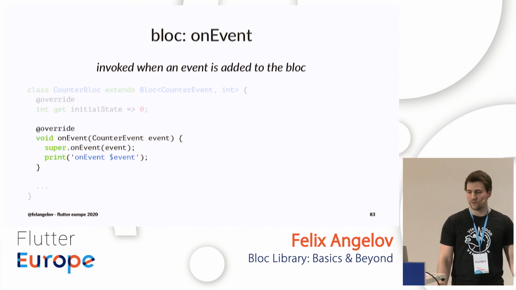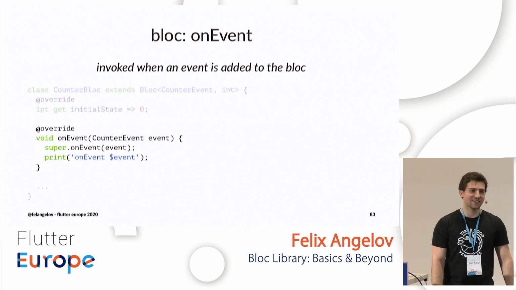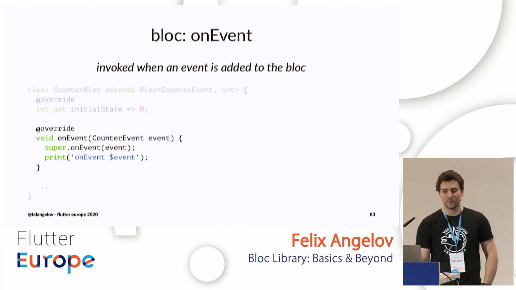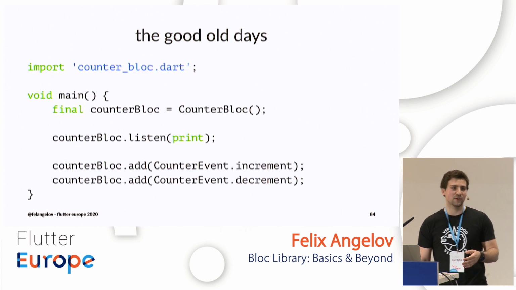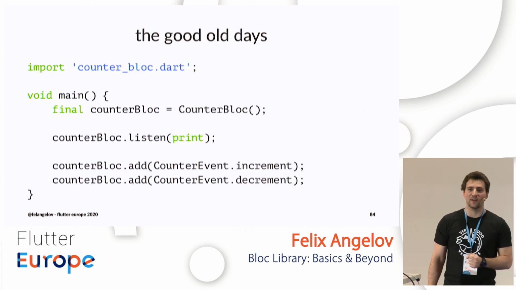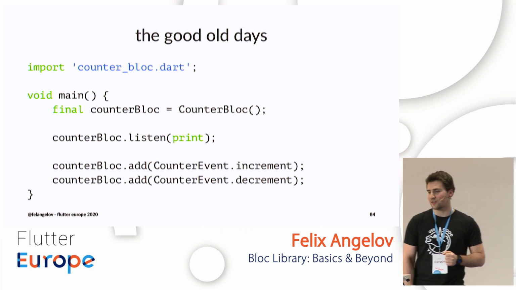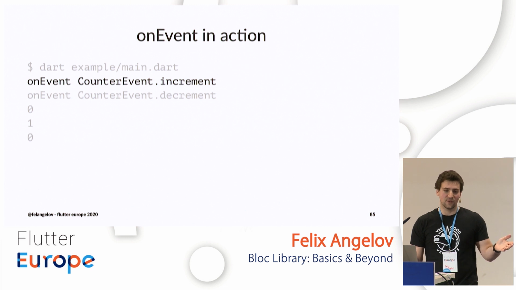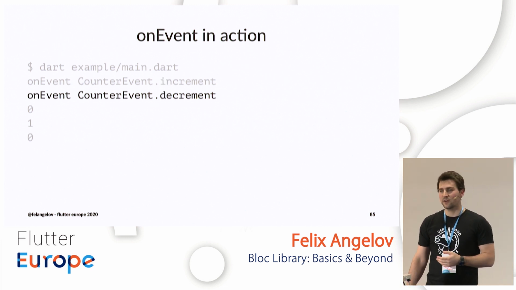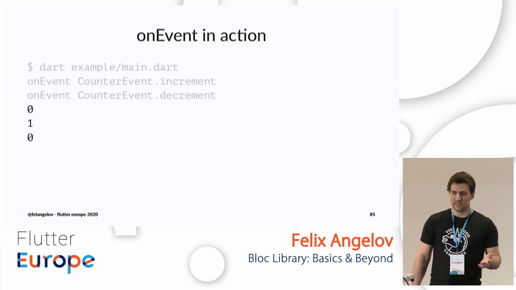So the first one is OnEvent, and as the name suggests, it's just called whenever an event is added to the block. And we can override OnEvent in any block. And in this case, we can just call print, and print the word OnEvent followed by the actual event. And if we go back to the good old days where we had our pure Dart example that we were using to test our block, and we run this again, we should see we have OnEvent triggered with the increment, OnEvent triggered with the decrement, and then we have our states emitted.